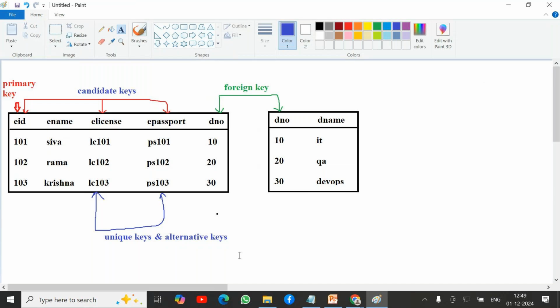Next, observe very clearly: primary key, candidate key, alternative key. The primary key is employee ID. The candidate keys are employee ID, license, and passport. The alternative keys are these two, license and passport. This entire set of keys we call super keys.